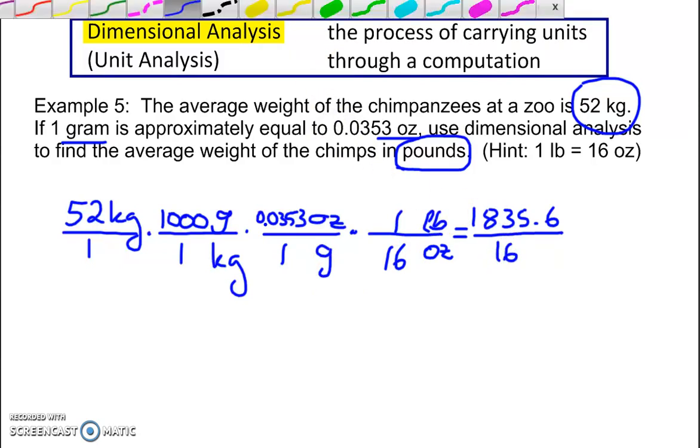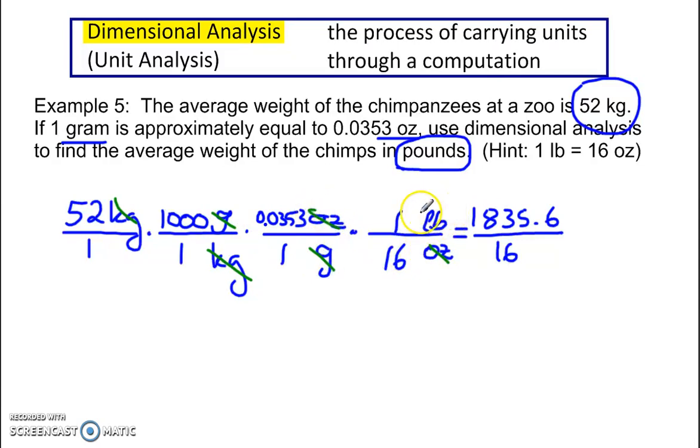Now we want to check the units. Kilograms and kilograms cancel out. Grams and grams cancel out. Ounces and ounces. So we're left with pounds in the numerator, which is what we want. And then go ahead and divide 1,835.6 divided by 16. And we get approximately 114.7 pounds. And that's all there is to dimensional analysis.